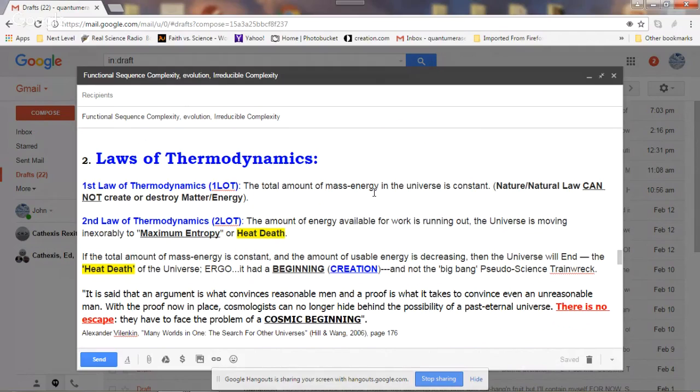Now, if the total amount of mass energy is constant and the amount of usable energy is decreasing, then the universe will end. The heat death of the universe, like I said above. Ergo, it had a beginning or a creation, and not the Big Bang pseudoscience train wreck.